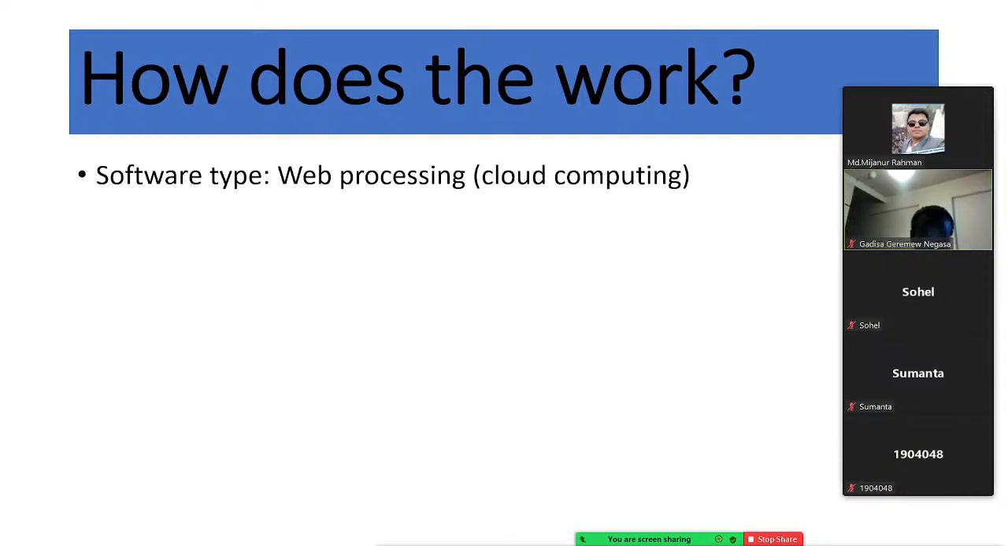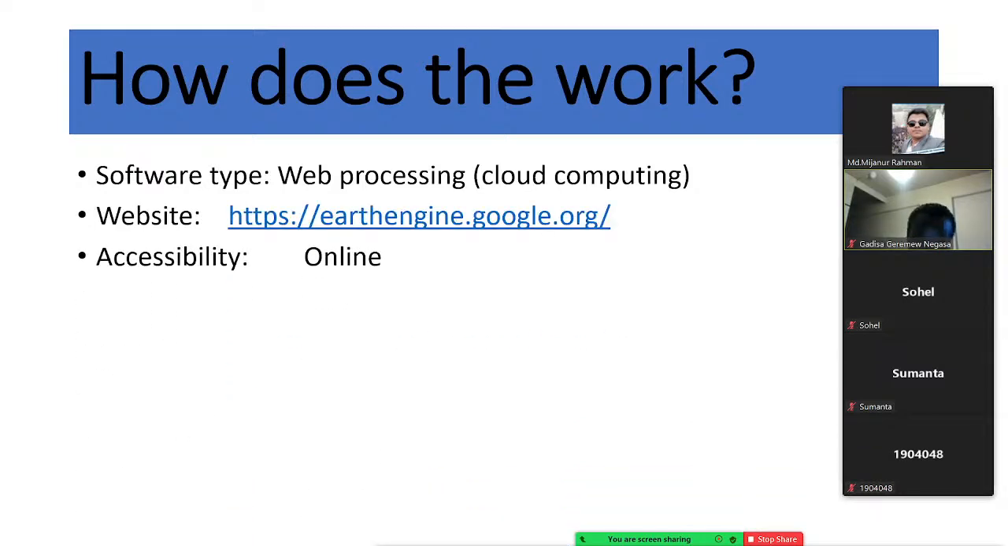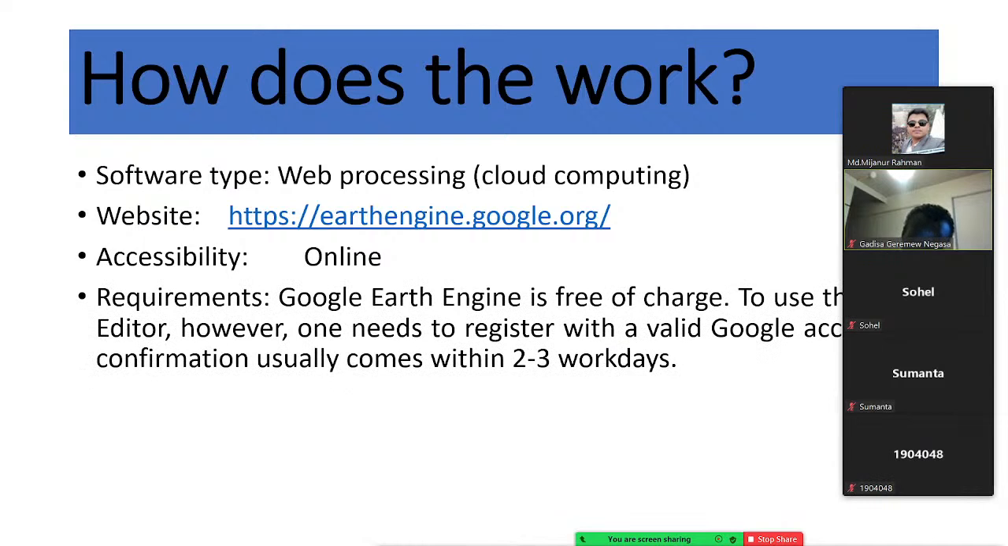So its software type is cloud computing or web processing. This is the main website, earthengine.google.org, and this is the main website of earthengine.google.com. For accessibility, you must be online. As for requirements, Google Earth Engine is free of charge. To use the code editor, you need to register with a valid account.